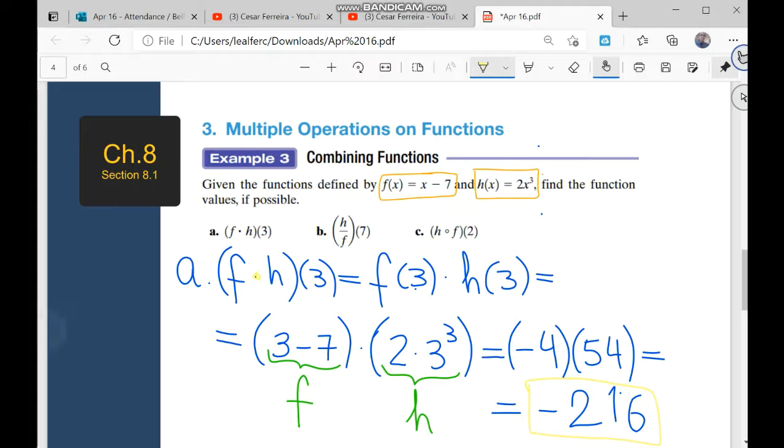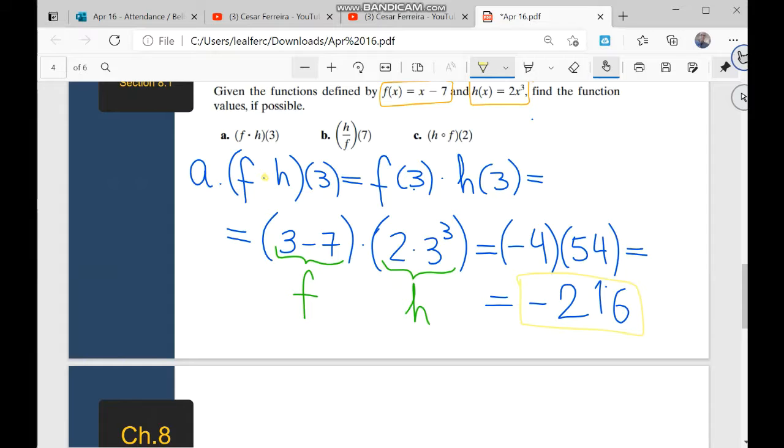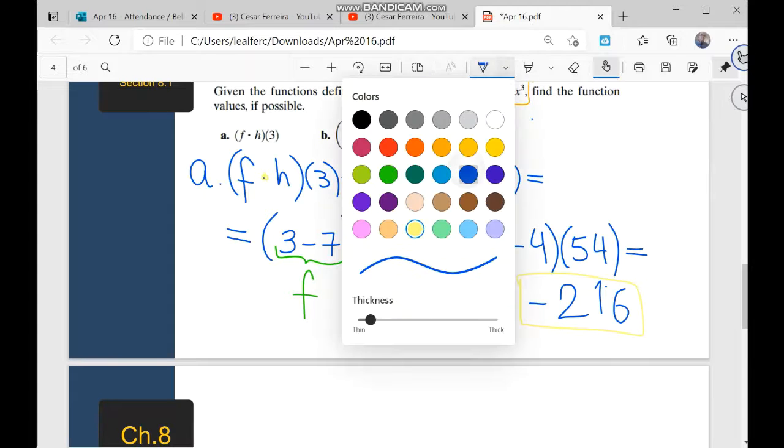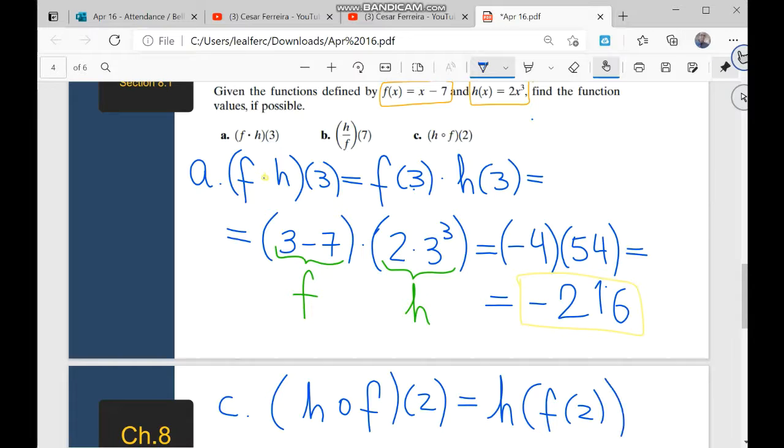Composition is going to be different. Now we're going to work on the letter C. Letter C is h composed with f of 2. And this is equal to h of f of 2. Okay? Well, the first thing we're going to do is to find f of x equals 2.